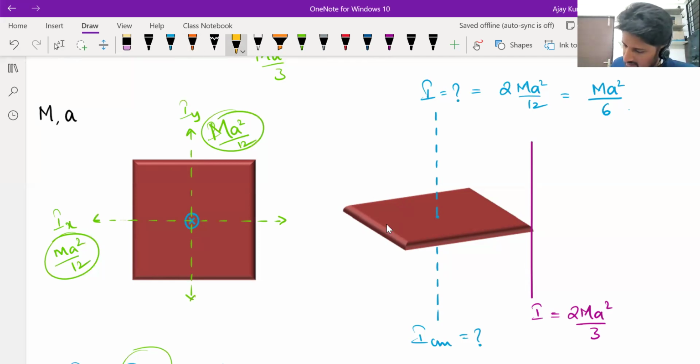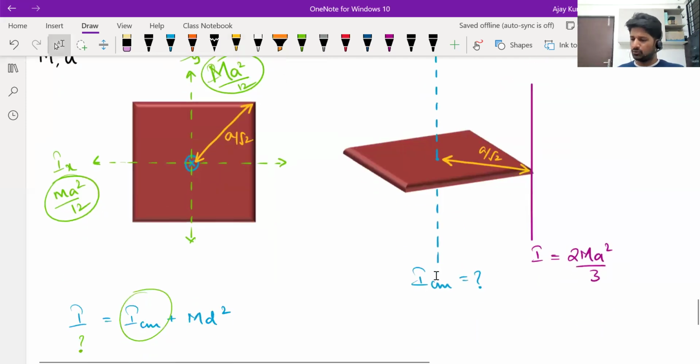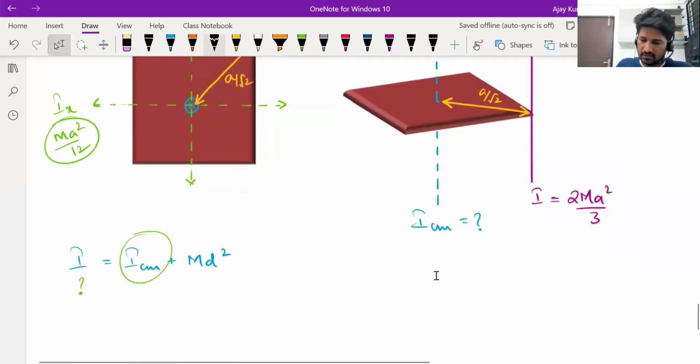But for that you need the distance between the two axes. Can one of you quickly tell me how much this distance will be from the center of the square to one of its corners? A by root 2, sir. Yeah, the total diagonal is a root 2, so this will be a by root 2. So the distance between these two parallel axes is a by root 2. We will apply the parallel axis theorem now.